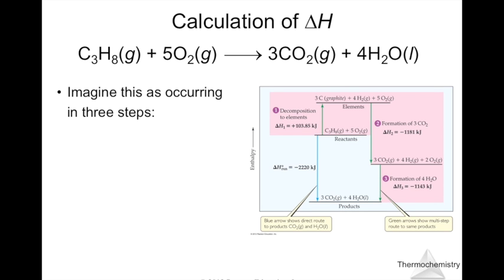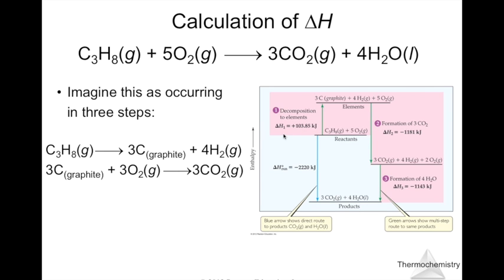So what do we do with this? Again, we can think of this reaction. If we're trying to calculate delta H of this reaction, you can think of it as happening in lots of different steps, right? The C3H8 can decompose into graphite, and we have a value for that. That graphite, we can then combine with some oxygen and get some carbon dioxide.